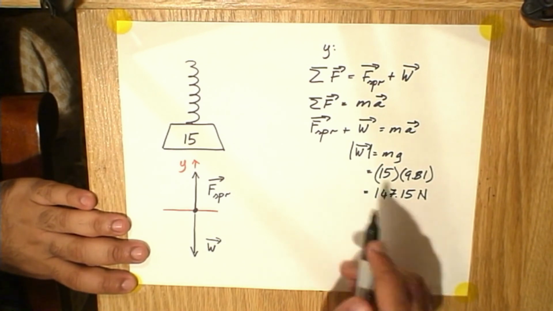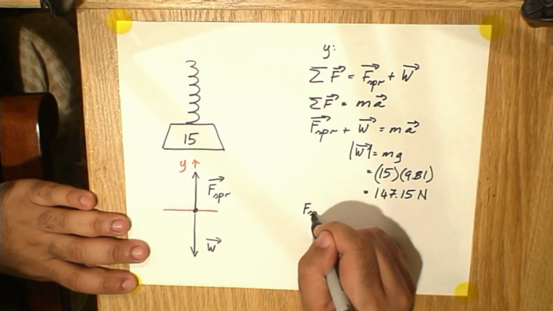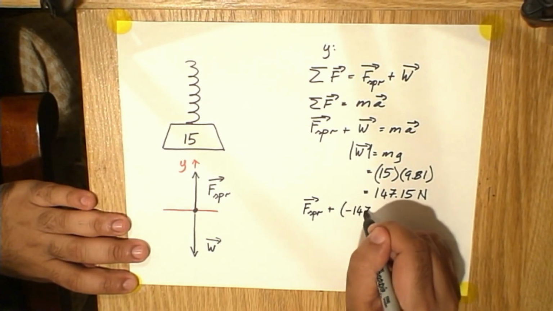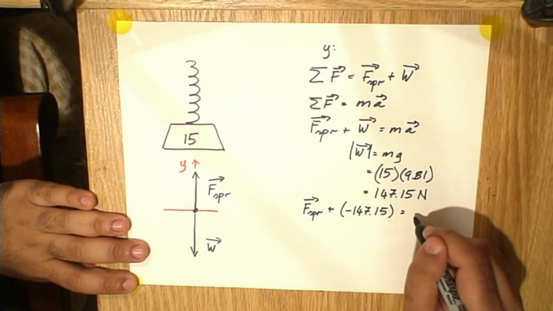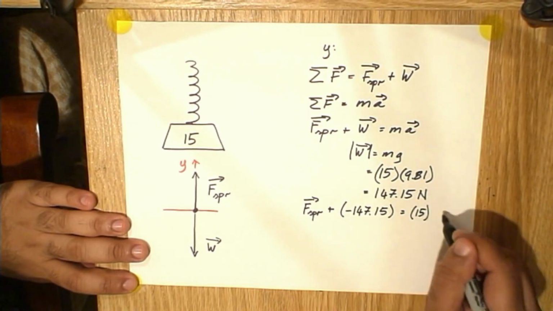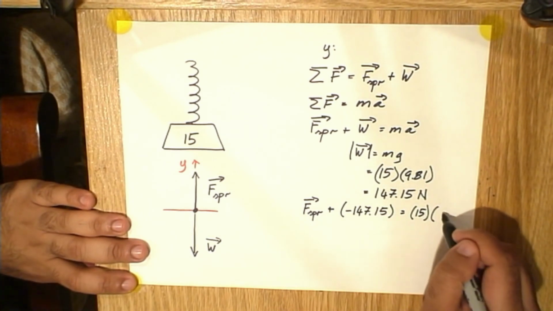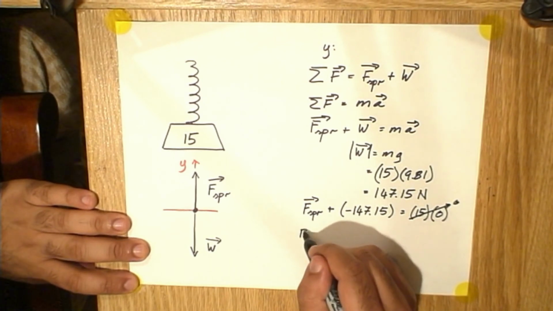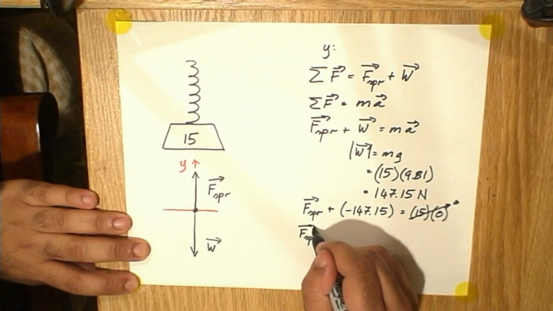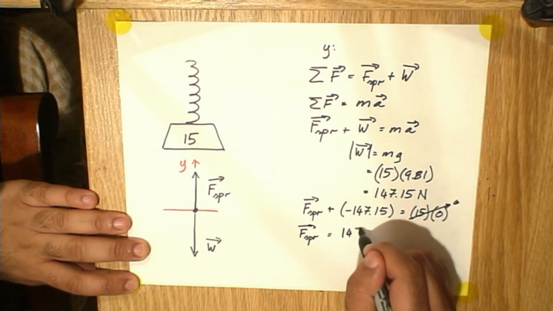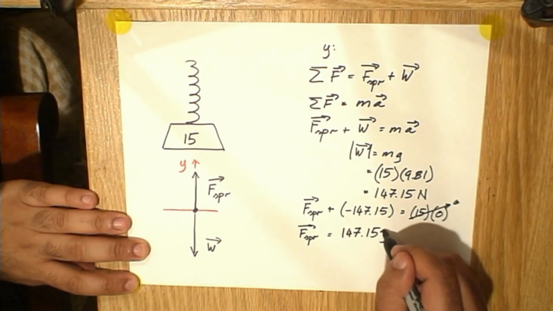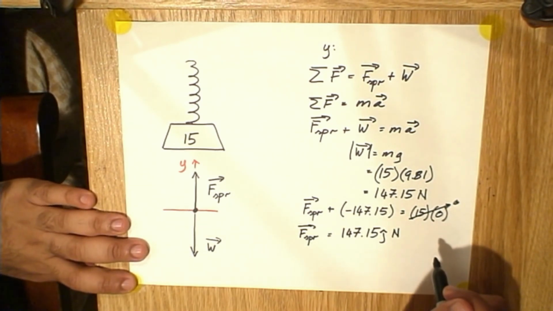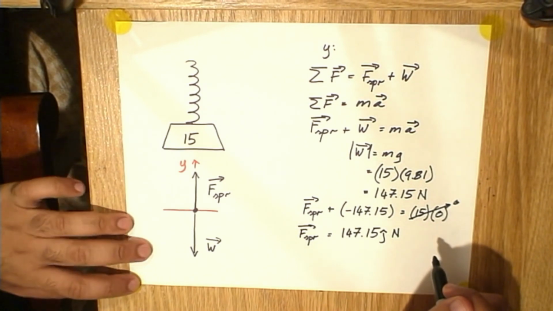And remembering that it's pointed down, that means that the spring force plus the weight force, negative 147.15, is equal to mass, 15, times an acceleration. Well, it's not moving, so the acceleration is 0. So this entire right side becomes 0, and we can tell that the spring force is equal to 147.15 j hat newtons. But we weren't actually being asked for the spring force. We were being asked for the elongation of the spring.